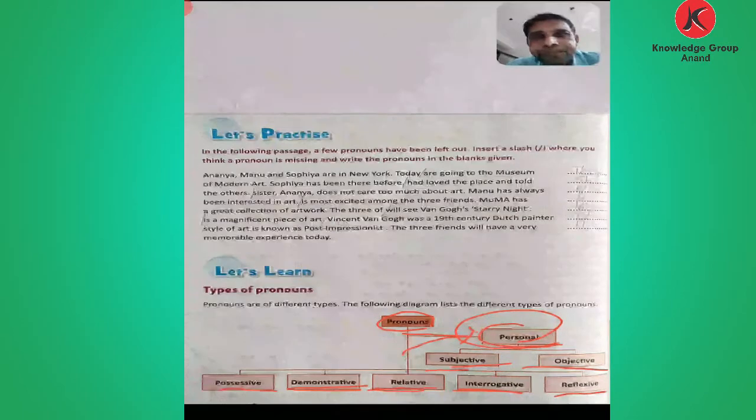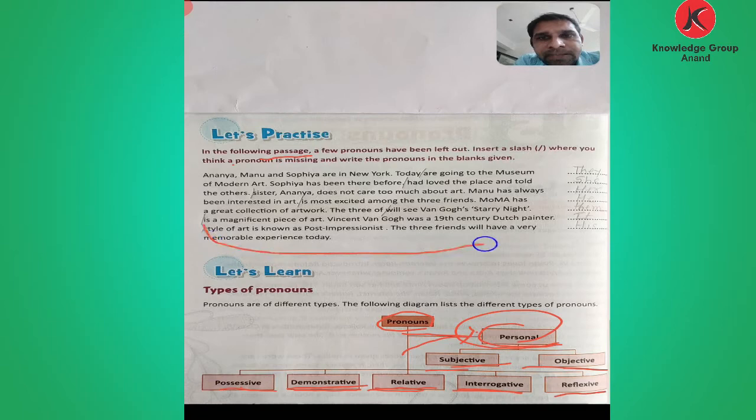So I go with this exercise. What is the exercise? See, in the following passage, here is given the passage. A few pronouns have been left out.